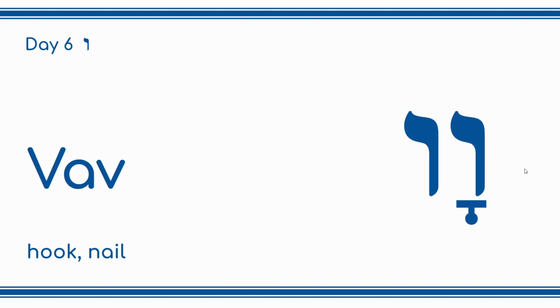And that is kind of what vav does, because vav is also used as the word "and," to connect things together. So vav is a connector. And so maybe that might help you out in remembering what vav looks like. It's a hook or a nail, and it's also the name of the letter, and it's a word.